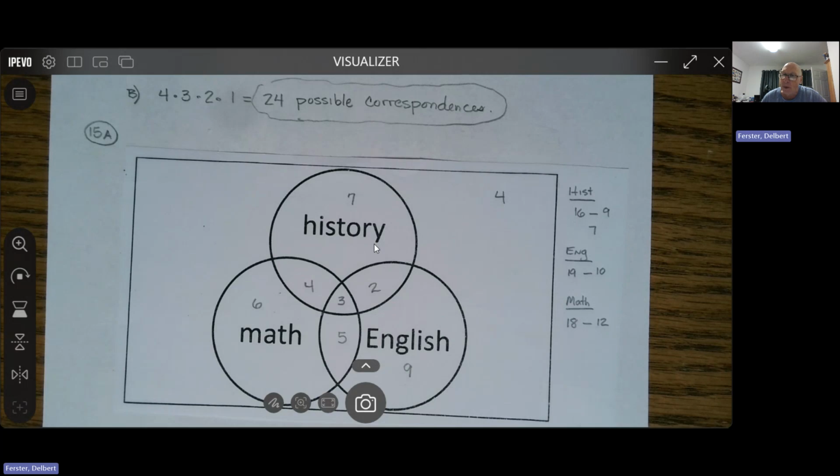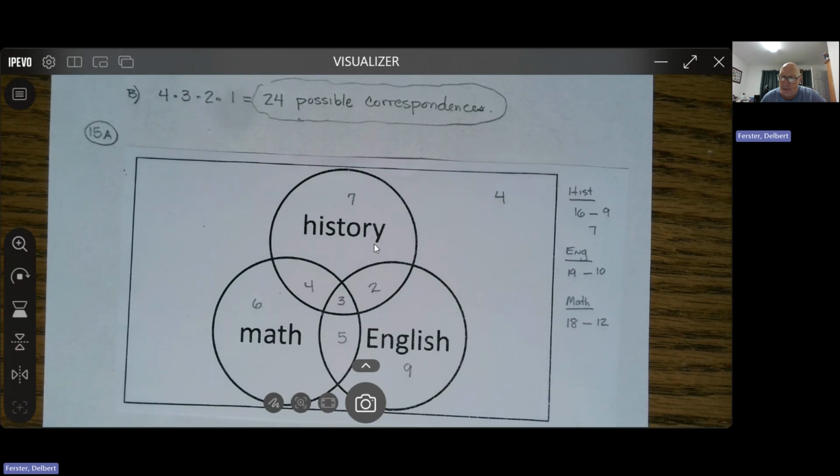Similarly, 2 people in the little football shape studied history and English, didn't have math. 5 people studied math and English, didn't have history. All right, and then again, don't be literal here. Just because Dell typed 16 people took history, don't put 16 somewhere in that history circle. You've already accounted for 4 and 3 and 2 in the history circle. So you've already accounted for 9 people. So take 16 and take away 9. That's where that 7 came in.